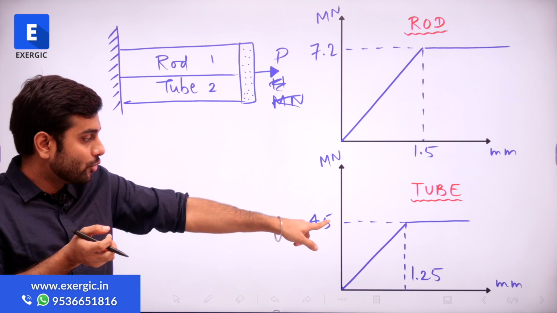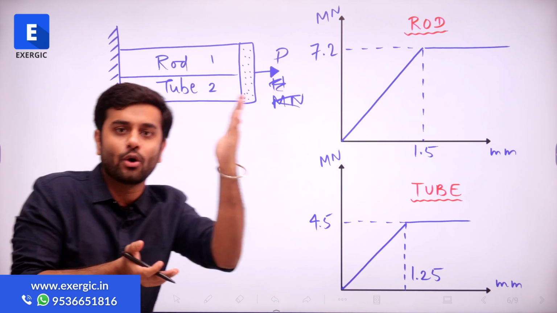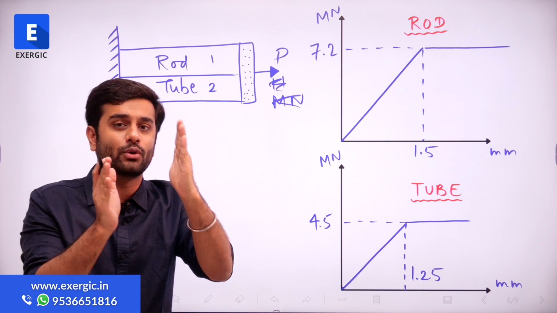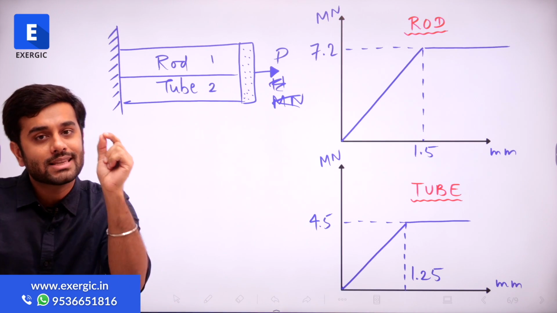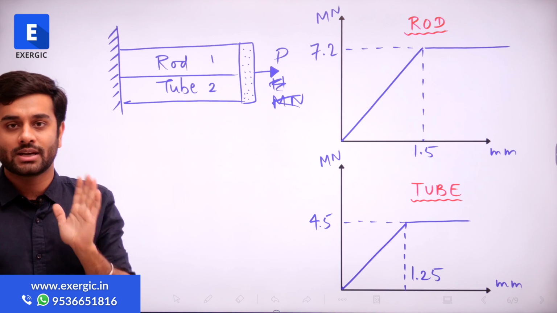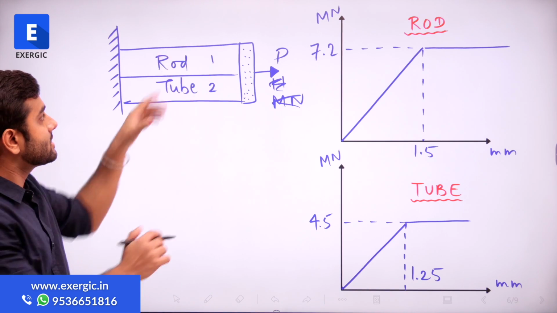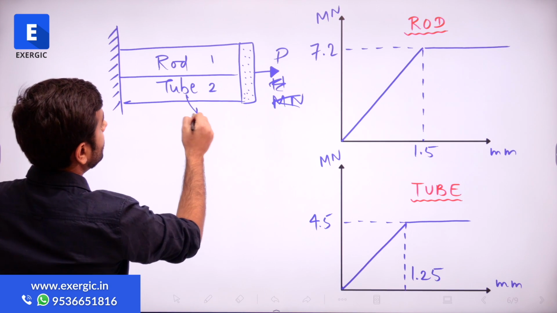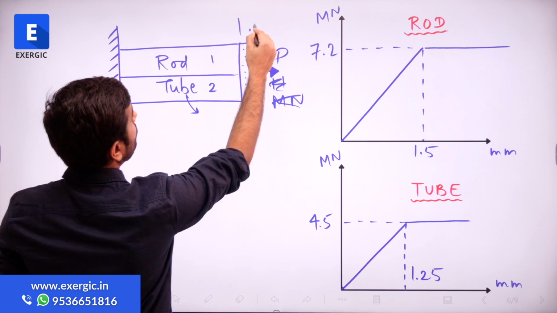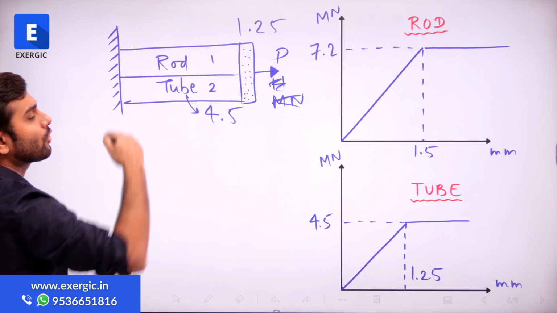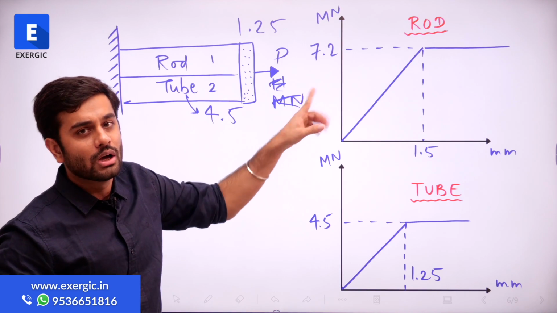It is 4.5, right? When you are deforming it and it just reaches 1.25 mm deformation, the value of load at that point will be 4.5, right? So in this case, the load on the tube when the deformation is 1.25 is going to be 4.5. But what about the load on the rod? How much will be the load on the rod?